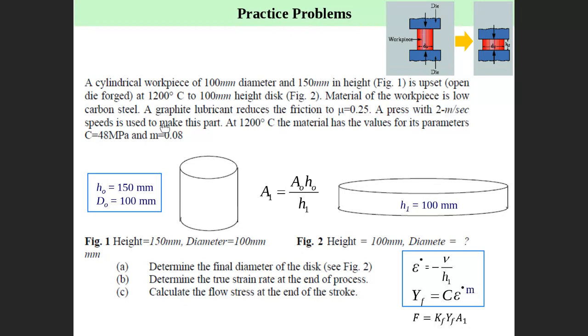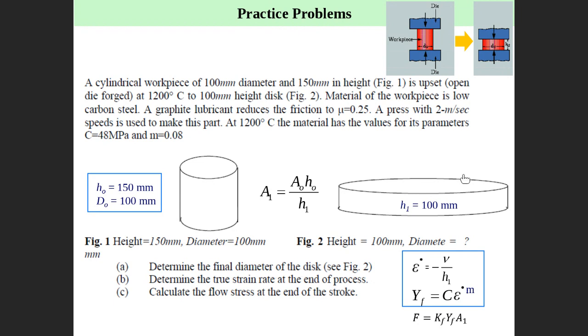The material of the workpiece is a low carbon steel, with graphite lubricant. They use a powder here. Graphite powder is used to lubricate. Oil cannot work here. The friction is 0.25, mu coefficient of friction 0.25. V here is the speed of the press, which is 2 meters per second. At 1200 degrees Celsius, the material has parameters C and m. Then C and m as constants are given.